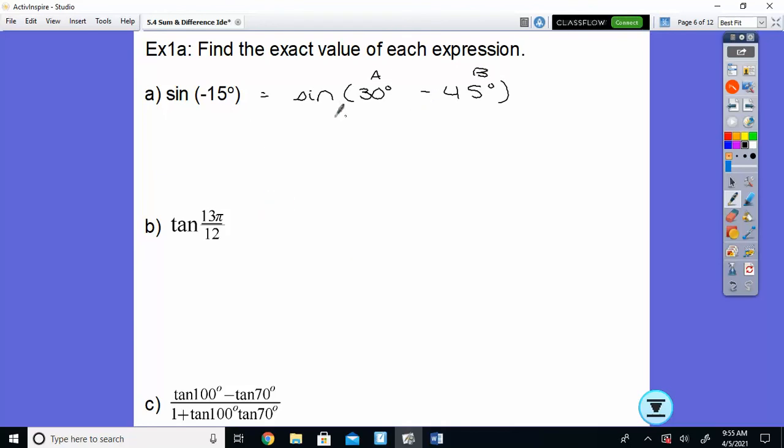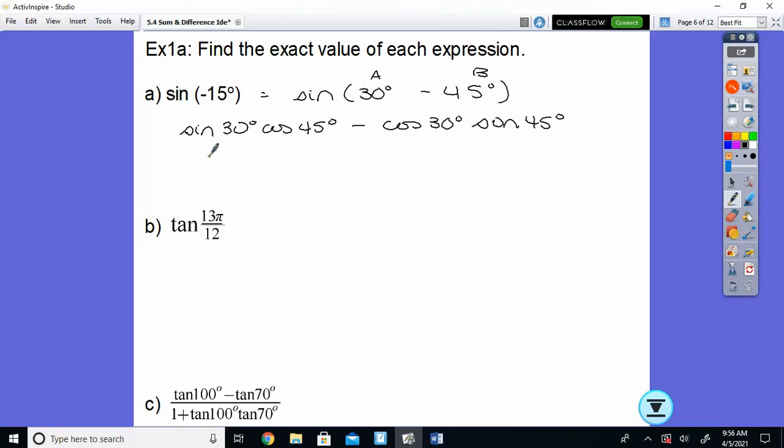So the formula, since I'm doing a subtraction, look at your sine difference formula. It's sine of the first, cosine of the second, minus cosine of the first, sine of the second. You do not have to memorize any of these formulas. They are all given to you on your formula sheet.